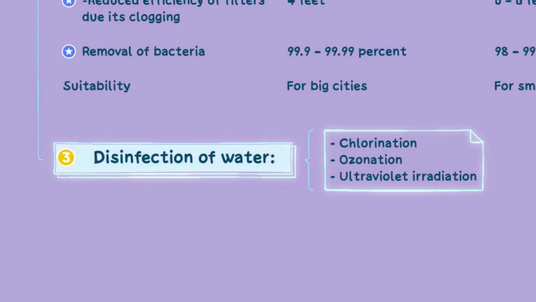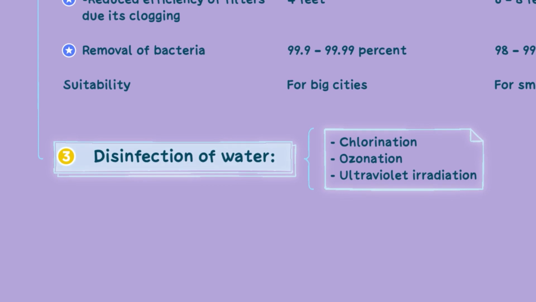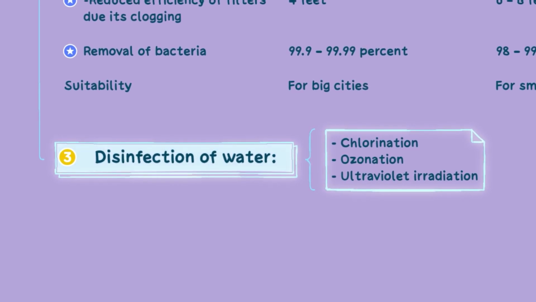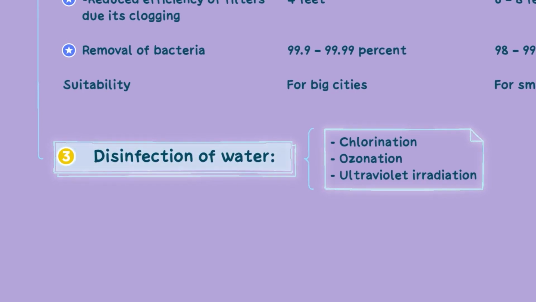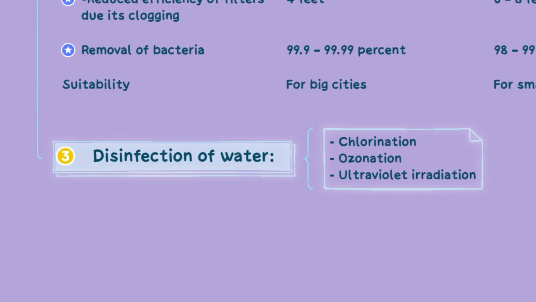Another method is ozonation, which effectively disinfects water by destroying microorganisms and removing organic compounds. Ultraviolet radiation is also used for disinfection.